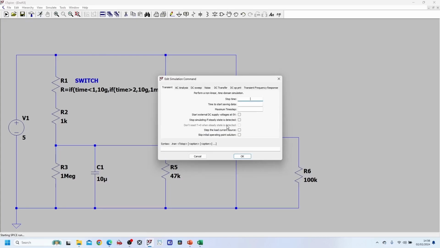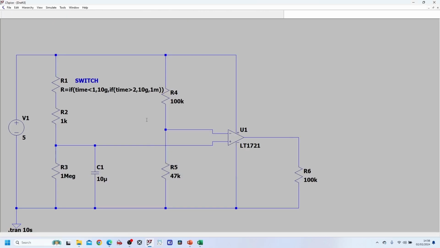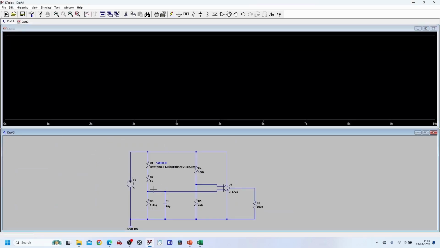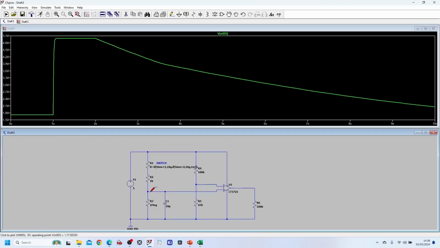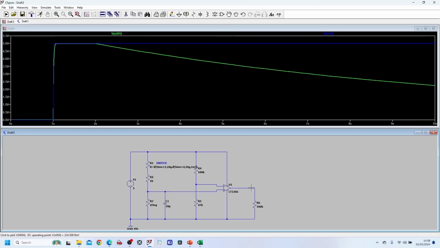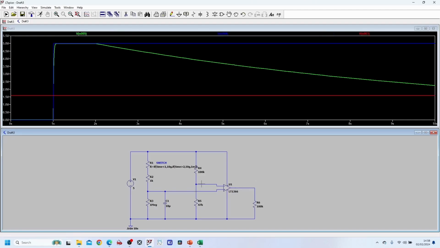So let's set the timing for this circuit as 10 seconds. At 1 second, obviously the switch should come on. So you can see it is coming on at 1 second, the switch comes on, and the value of this obviously goes very high. The op amp that I used before wasn't working properly, so I've changed that to this one.